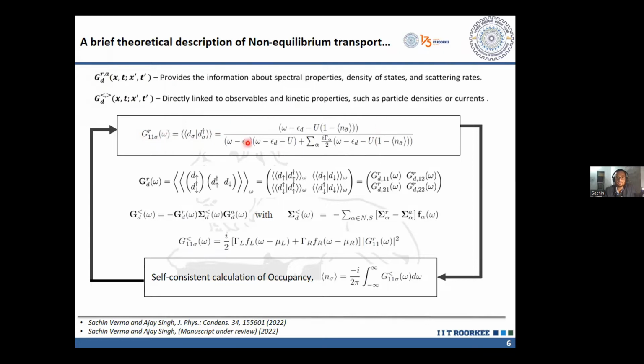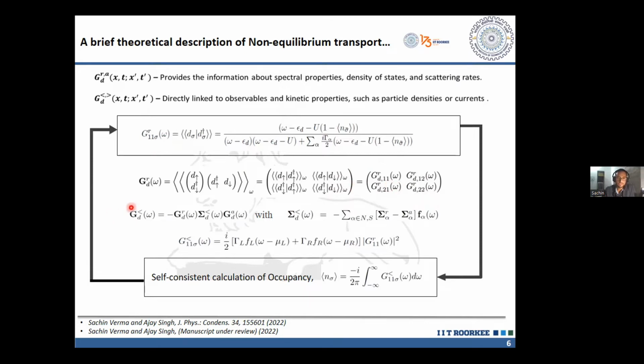So here I have shown the Green function which we have calculated for our normal metal quantum dot normal metal systems by using the Hubbard one approximation. We calculate these various elements of the Green function, where the first element is the Green function of the electron with spin up, and the second element is the Green function of the hole with spin down, while the off-diagonal terms are only non-zero in the case of a superconductor.